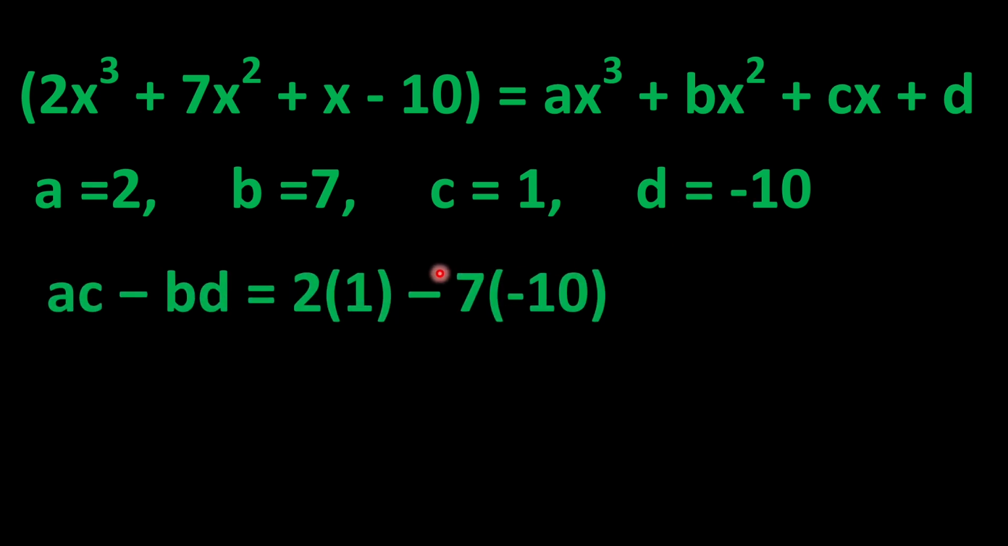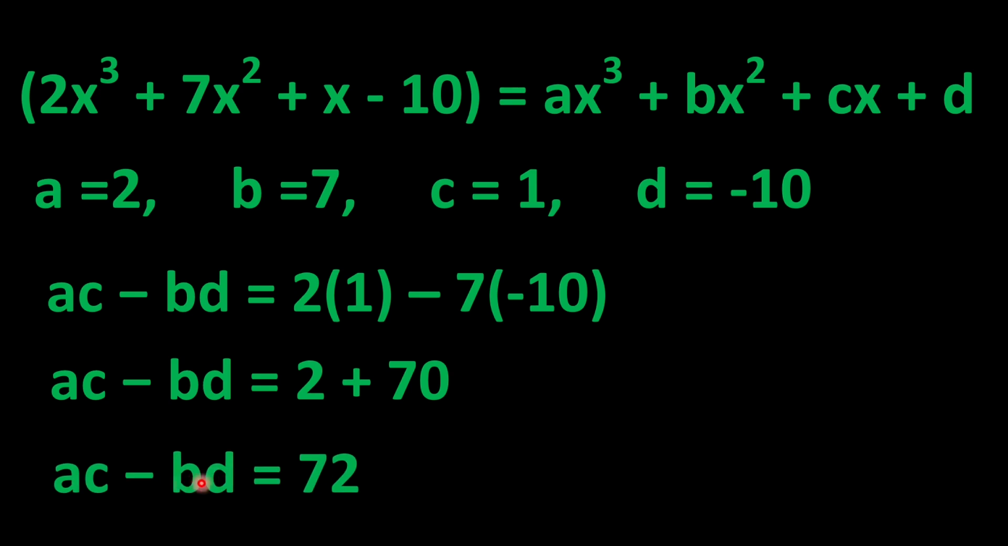And now, according to the question, we have to determine AC − BD. So we will put these values of A, B, C, and D. As we know that A equal to 2, so 2 into C, C equal to 1, so 2 into 1 minus BD, so B equal to 7 and D equal to −10. So this will become 2, and minus multiply minus equal to plus, so 2 plus 70 overall. So now this will become AC − BD equal to 72. So 72 is the answer.